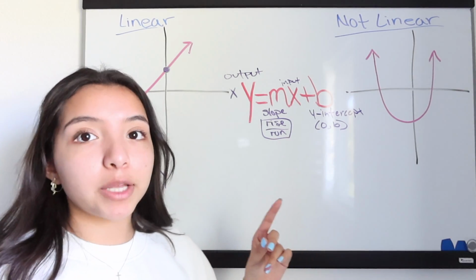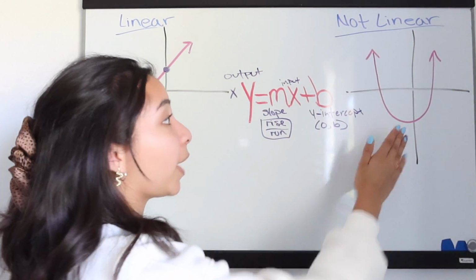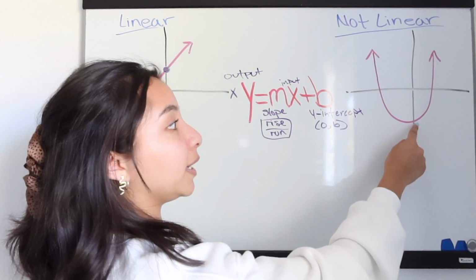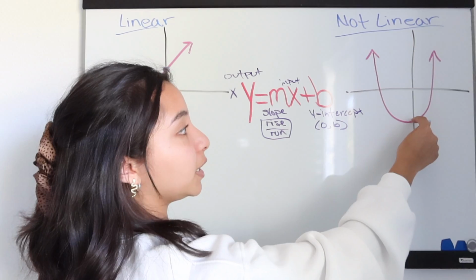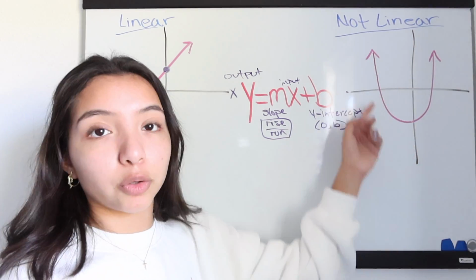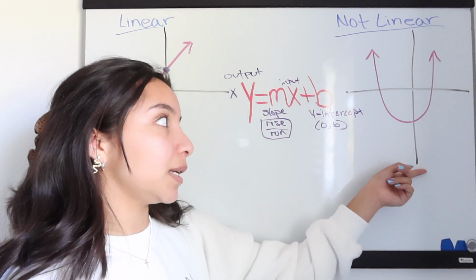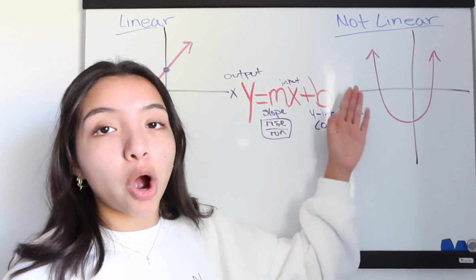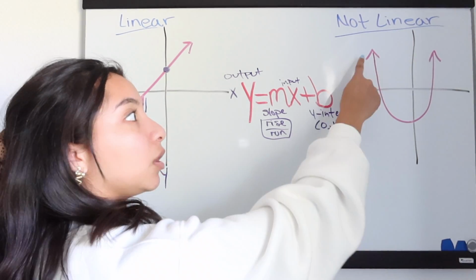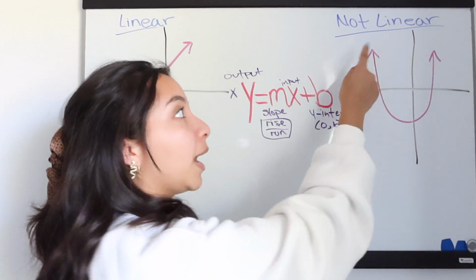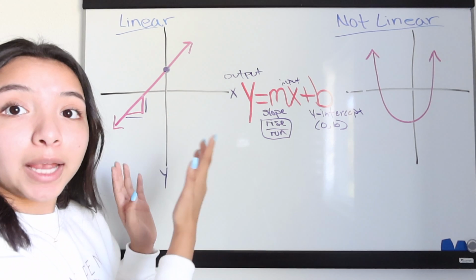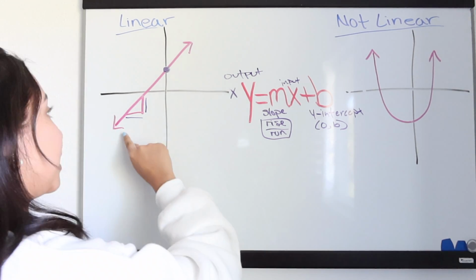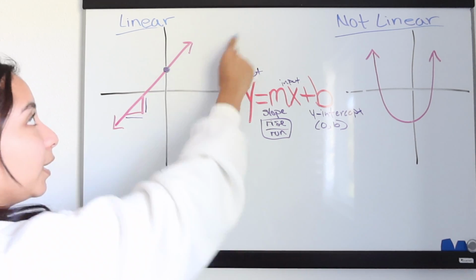And I also want to mention that this too has a slope, and it also has a y-intercept. The y-intercept would be located right here at this point, because this is where the graph crosses the y-axis. But the difference is that its slope is constantly changing. Its slope isn't the same all around. Whereas here, a line has a constant slope. So the slope is always the same no matter where you are in this line.